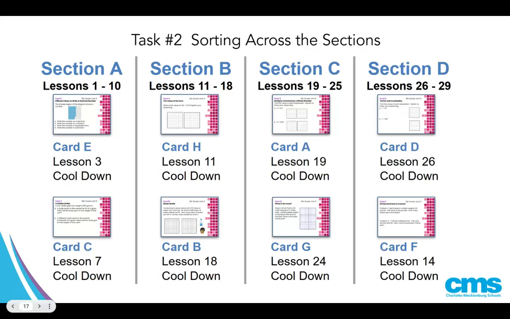Cards A and G are cooldowns from Section C. This section focuses on multiplying decimals using models. Students multiply a whole number times a decimal and a decimal times decimals in this section. Cards D and F are from Section D. Students use models to divide a decimal by a whole number and a whole number by a decimal. Students are expected to use reasoning alongside models for larger numbers.